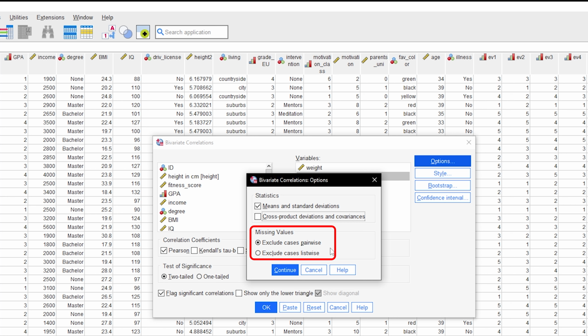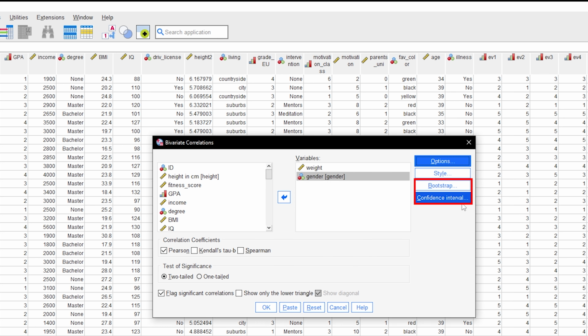Listwise means that rows with any missing values are removed entirely from calculations. Depending on the analysis you run, this can be useful. Bootstrapping and confidence intervals are usually not required, but can be requested under the respective buttons. The Pearson correlation coefficient is already pre-selected, and what we need, since the point-biserial correlation is simply the special case of the Pearson product moment correlation.